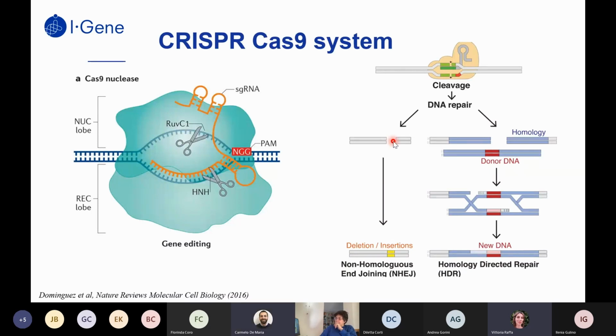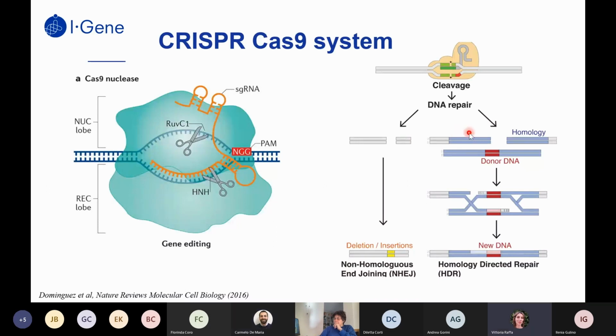And what is the consequence? The consequence is that we change the reading frame of the gene. So the consequence is that we switch off the expression of these genes because we express a truncated version of the protein or we don't express the protein at all. So we are switching off the expression of the gene. This is a gene knockout.